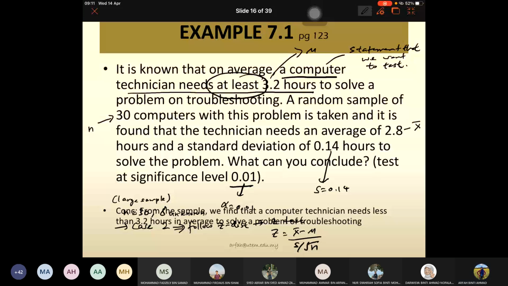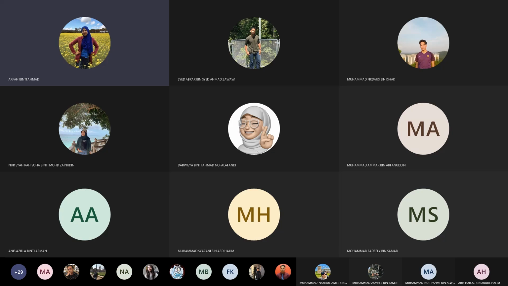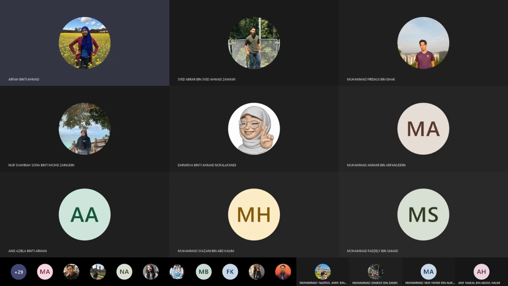Okay, greater or equal. Alamak, hilang share screen. Stop presenting. Okay.